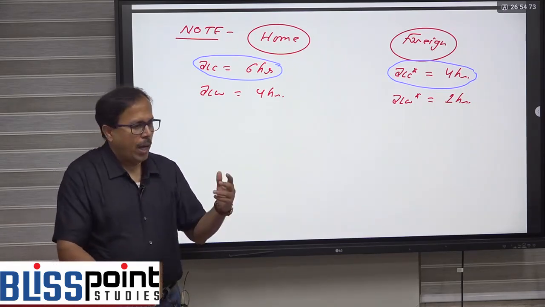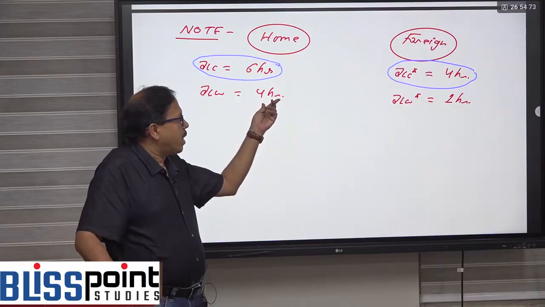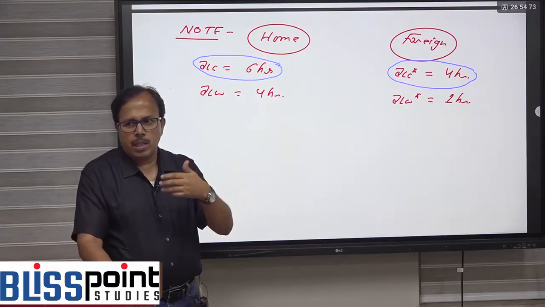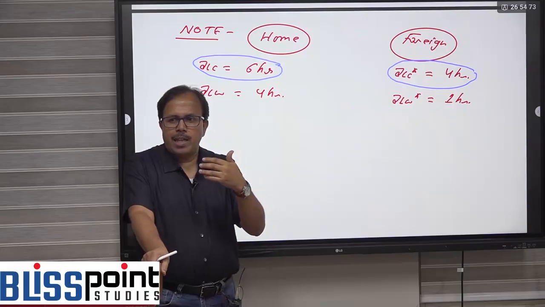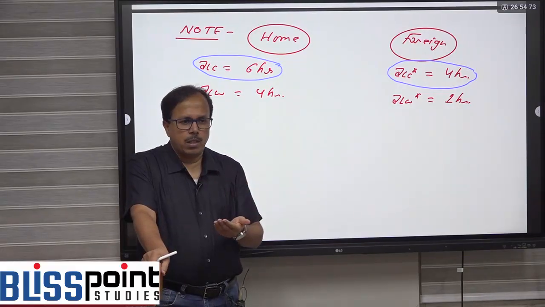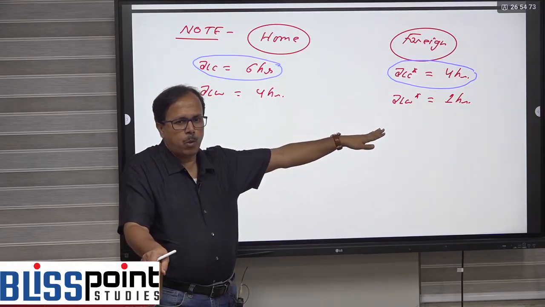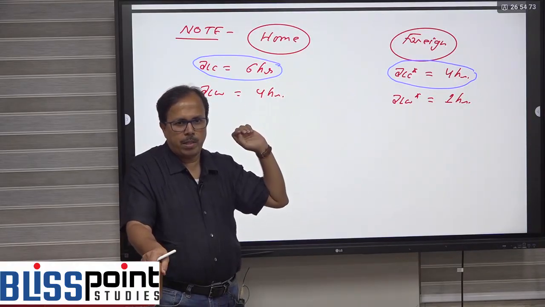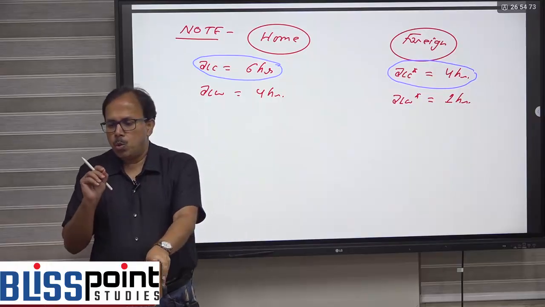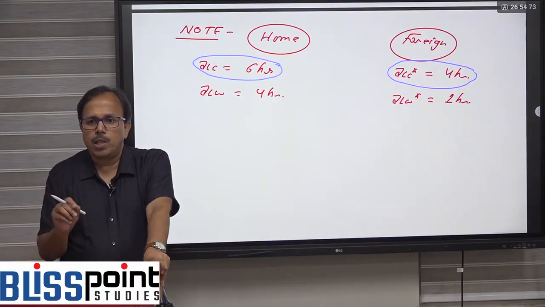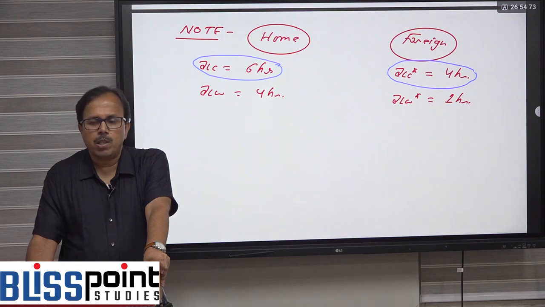Similarly, to produce wine in the home country it will take 4 hours, in the foreign country it will take 1 hour. So technically the foreign country has absolute advantage in both lines of production. Both products are being produced in less time in the foreign country as compared to the home country. So absolute advantage lies with the foreign country in both lines of production. But what about the comparative cost advantage?